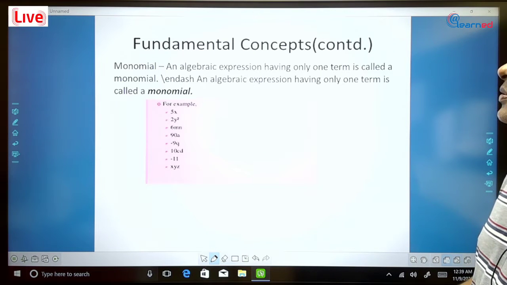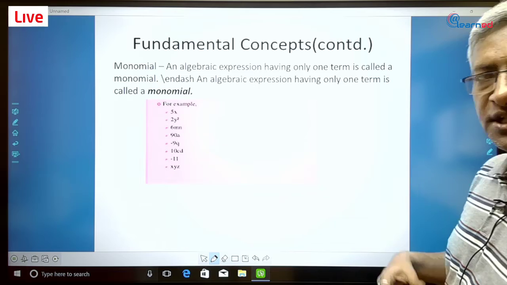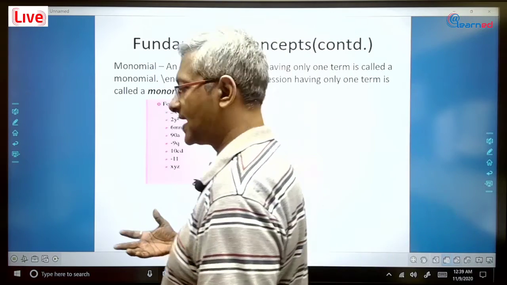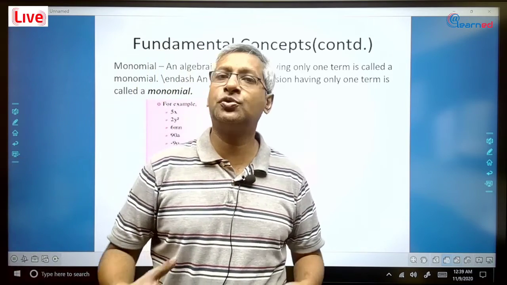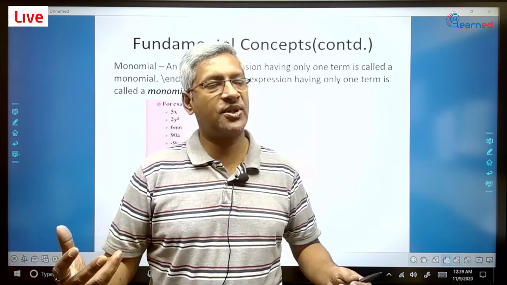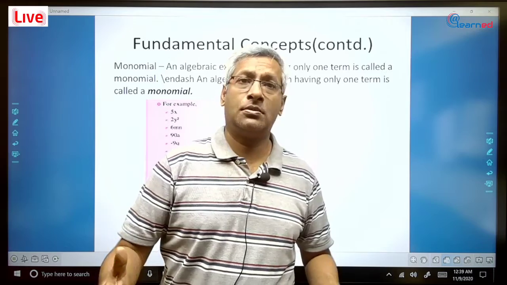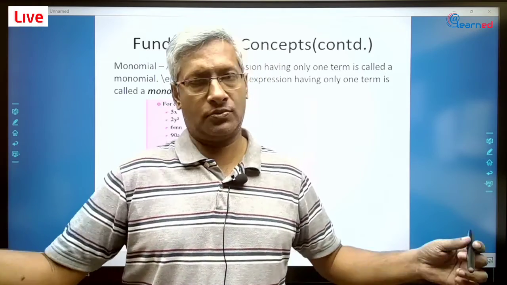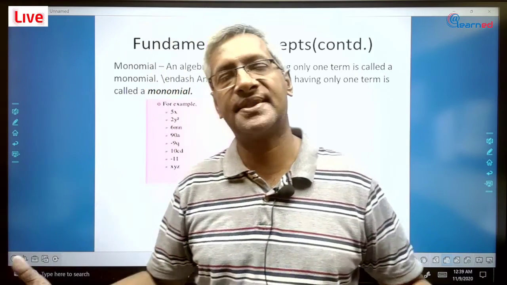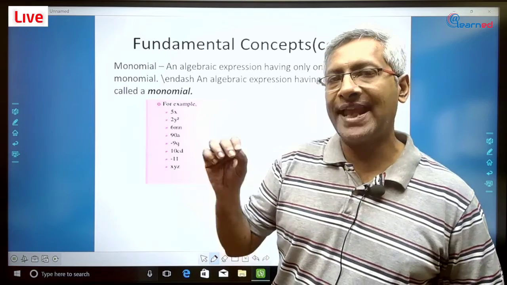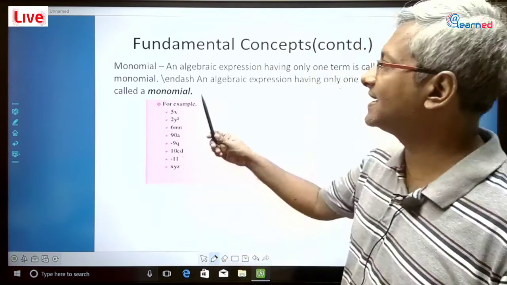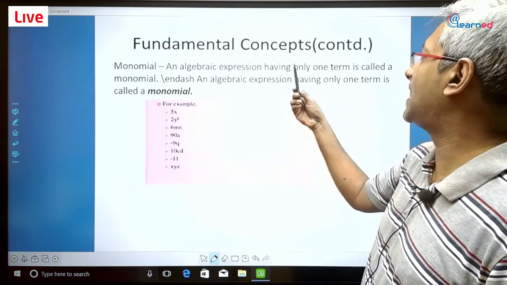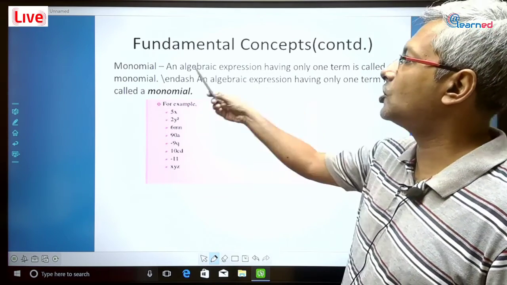Now, when we have these terms, we saw we can have a single term, or two terms in an expression, or three terms, and many more. We can have an infinite number of terms, but in algebra we have named these kinds of expressions. When an algebraic expression has only one term, it is called a monomial.